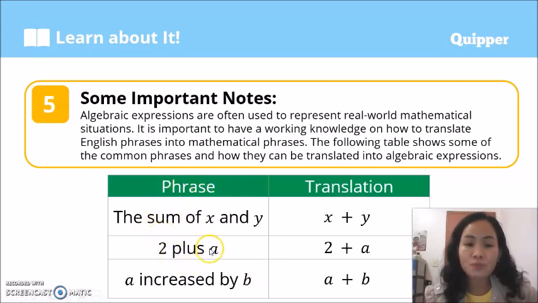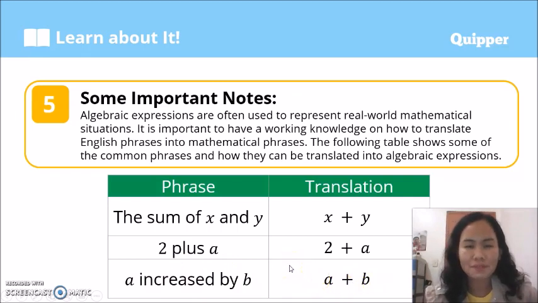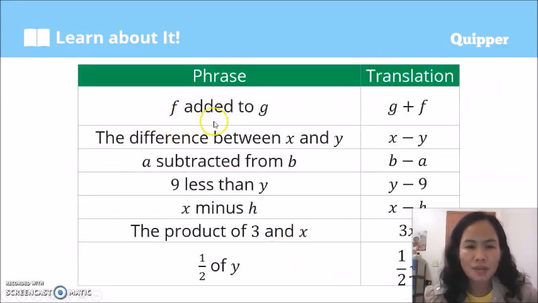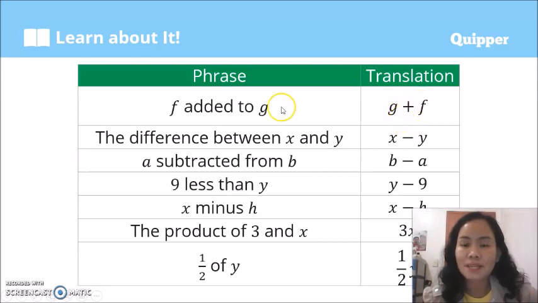So, if we have here 2 plus a, so that's 2 plus a in symbols. Okay? A increased by b. So, when we say increased, ibig sabihin dinagdagan, no? We add. So, that's a plus b. Okay? Masyadong madali lang, di ba? So, f added to g. Ibig sabihin, g plus f. Okay? G plus f. Yung f yung dinagdag kay g. So, that is why hindi siya f plus g. So, it should be g plus f. Kasi si f yung dinagdag kay g.